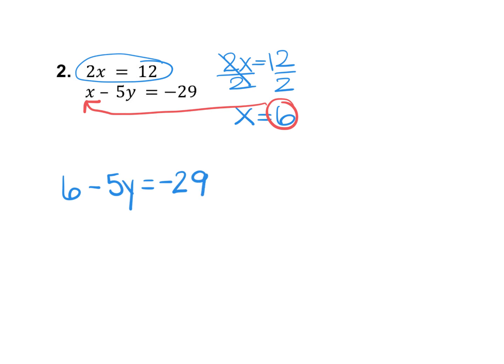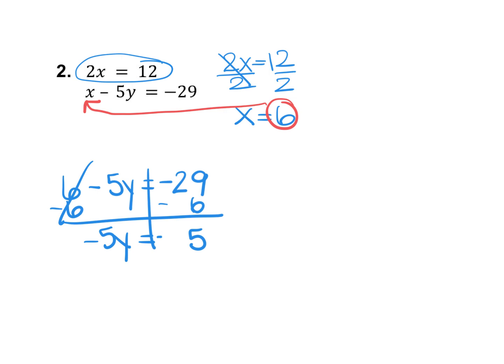And now we're solving for the y. Let's minus our 6. Negative 29, we're going another 6 in the hole, so we're actually adding those together. Negative 35. And so let's divide by the negative 5. And y is equal to positive 7.